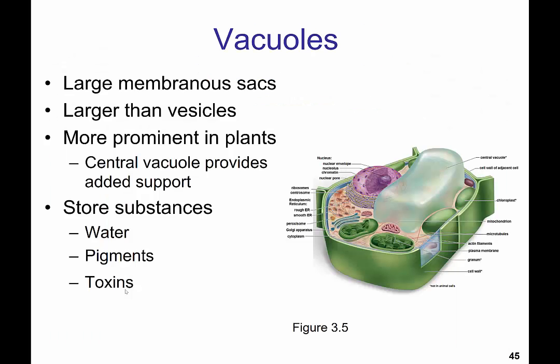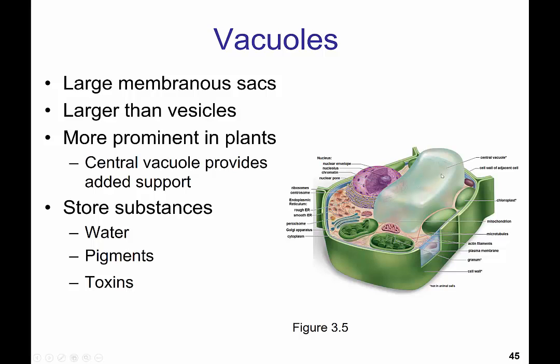Vacuoles are large membranous sacs that are used to store substances such as water, sugars, salts, pigments, and toxins within cells. So, differences between vacuoles and vesicles: vacuoles are going to be larger, and they're typically going to be for storage more than transport. They're going to be more prominent in plant cells. Here we see the central vacuole, kind of the largest portion of this cell. The central vacuole provides added support as well as storage.